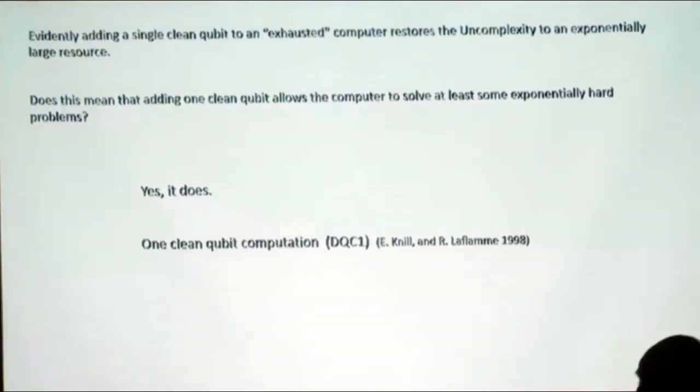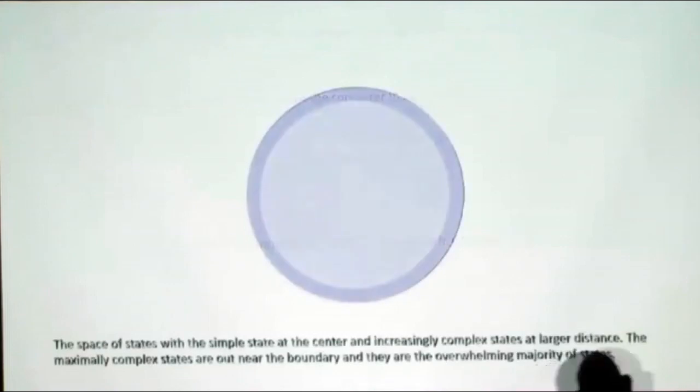Okay, so the question was, is it really true? Does adding one clean qubit, and of course many of you know the answer to this, many of you know about one clean qubit computing, but the answer is yes, it does, and I'll just talk around it a little bit, to give you my impression about why it works.